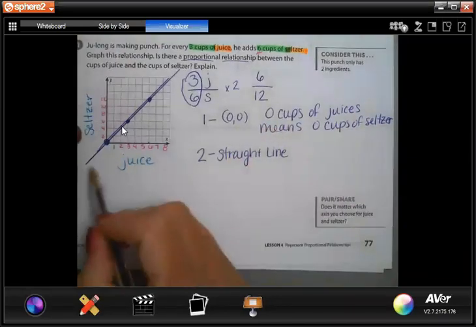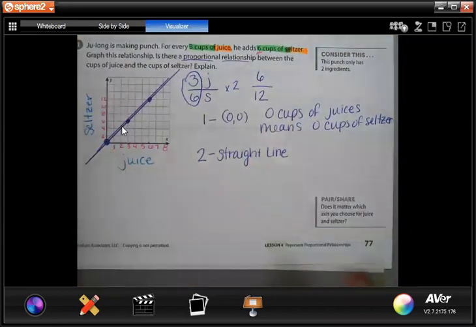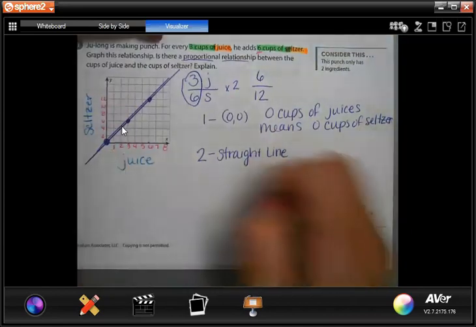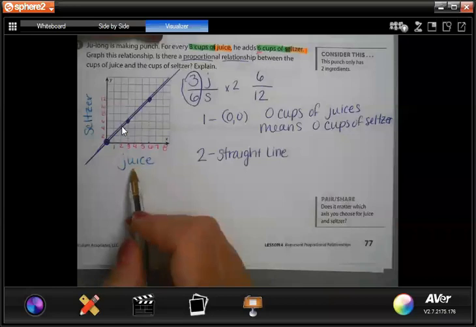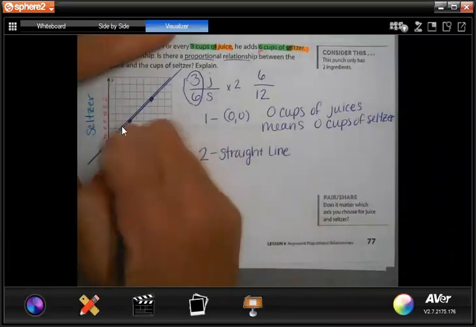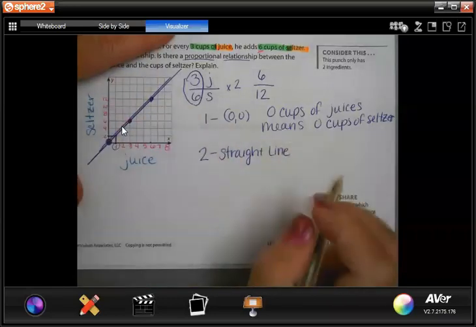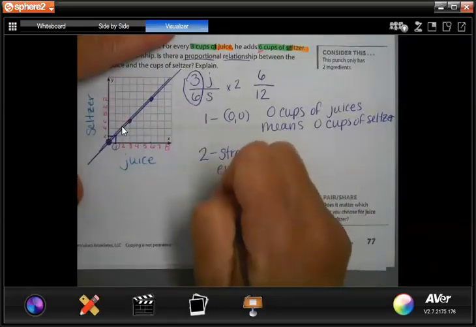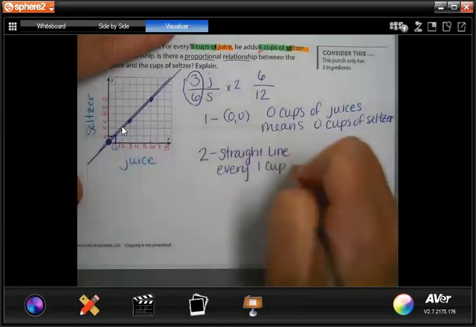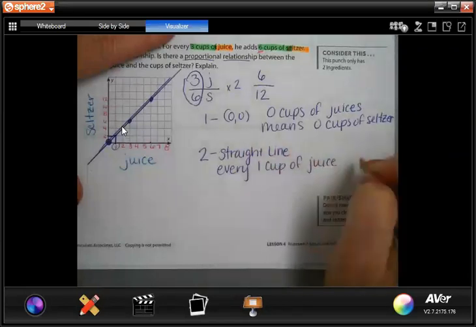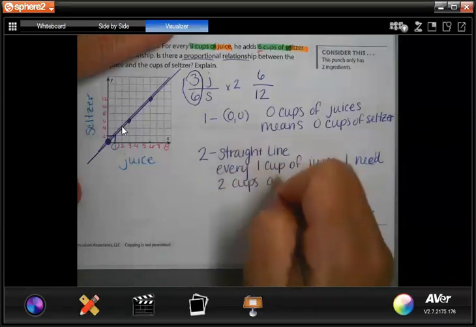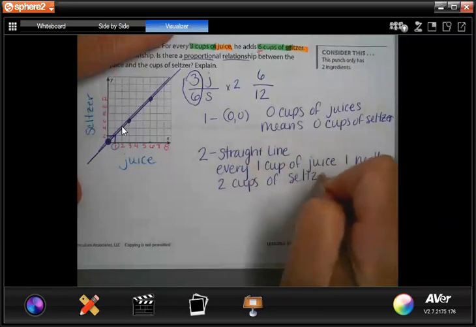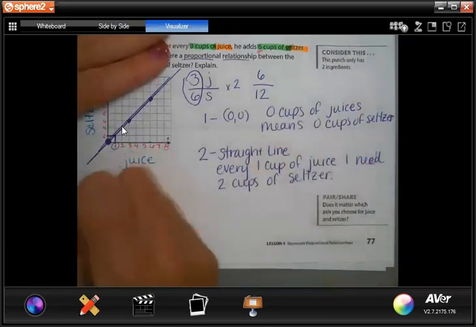All right, well, looks pretty straight to me. And here's why. My constant is the same. I have a constant. Okay, and if you look, I always start with 1 and go up, and it looks like for every 1 cup of juice, I need 2 cups of seltzer. Okay, because this would be 2 over 1.